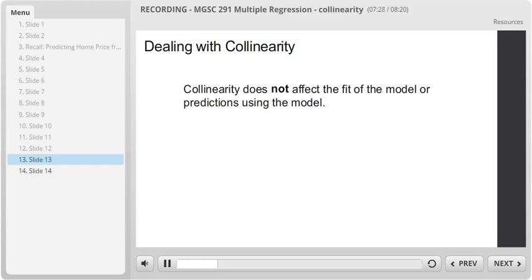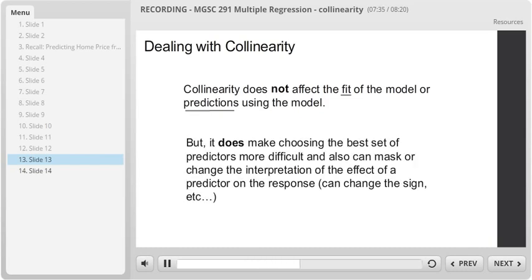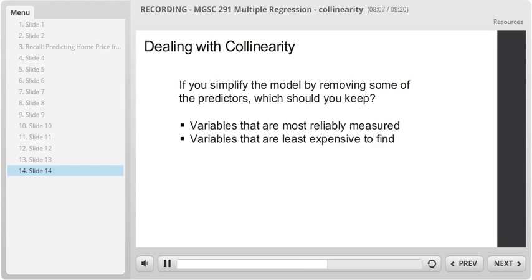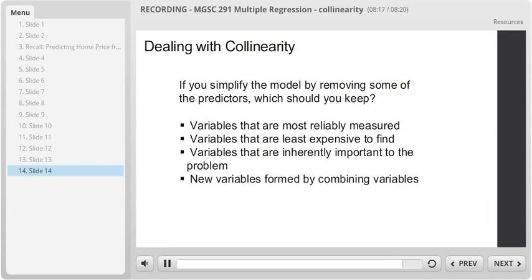Collinearity does not affect the fit of the model or predictions using the models, but it does make choosing the best set of predictors more difficult and can also mask or change the interpretation of the effect of a predictor on the response. Suppose you have collinearity among predictors in your model and decide to remove one or more of the predictors. How do you choose which predictors to keep? Here are a few best practices on which variables to keep. Keep the variables that are most reliably measured. Keep the variables that are least expensive to find. Keep variables that are inherently important to the problem. And keep new variables that have been formed by combining variables.